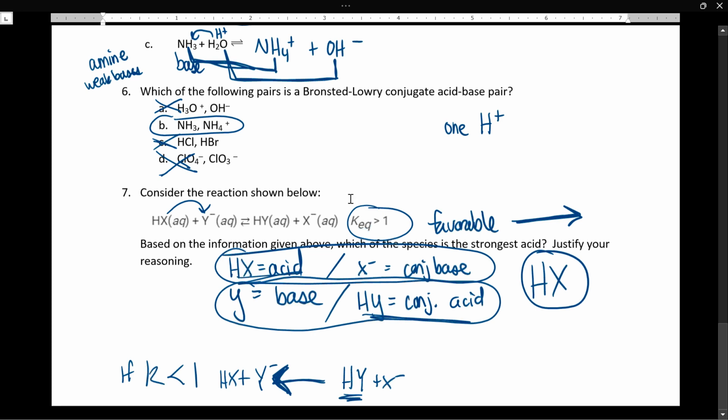So that's a little kind of side problem. You might see a question like that pop up on the AP test. So it's an application of thinking about the magnitude of K and favorability and how that might connect with our Bronsted-Lowry definitions of acids and bases.